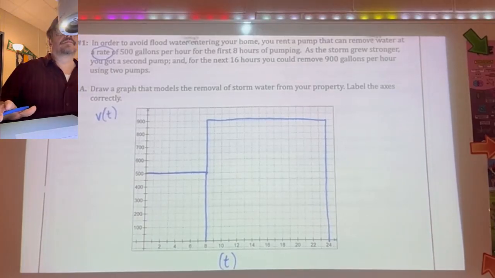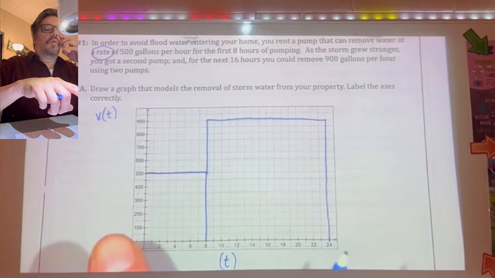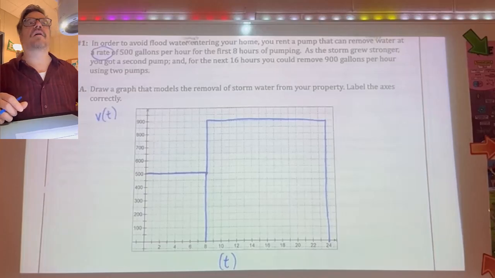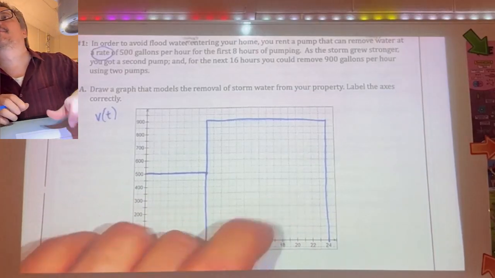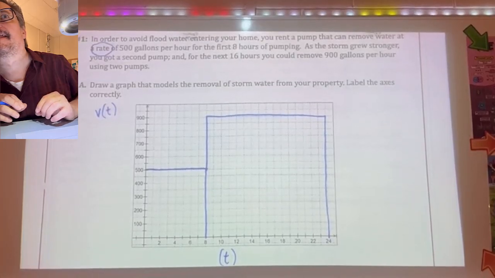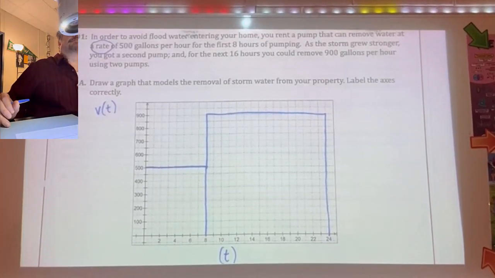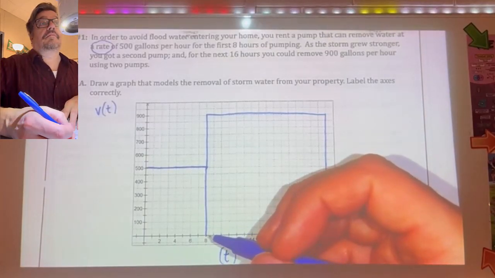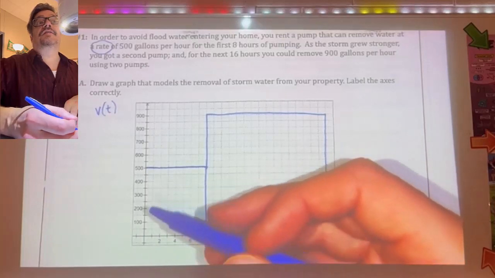So what does the area under the curve represent? What is the area of these objects, by the way? Base 900 times 16 for the second one. What is the area of this first shape?